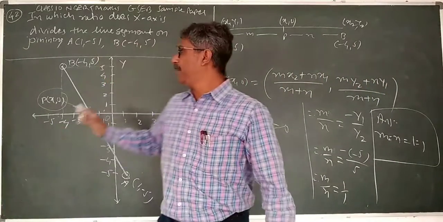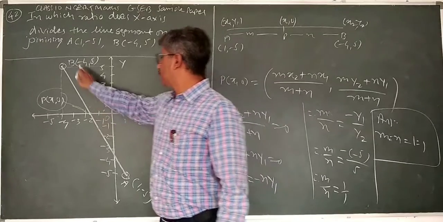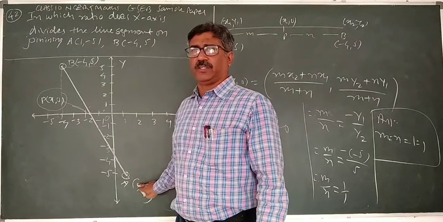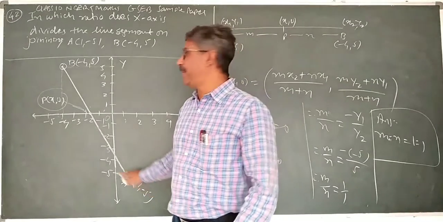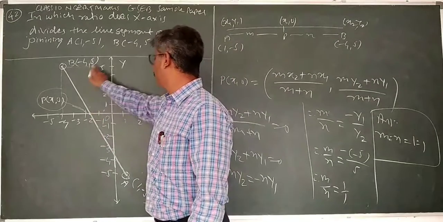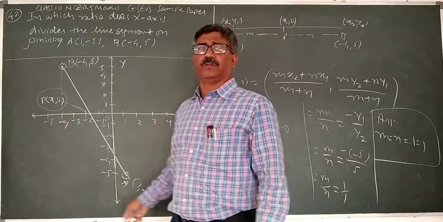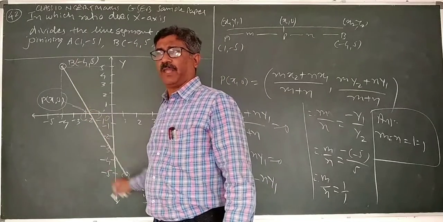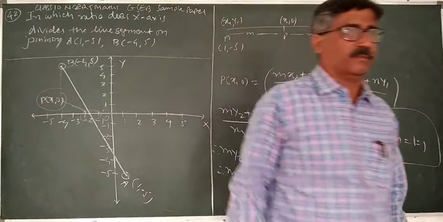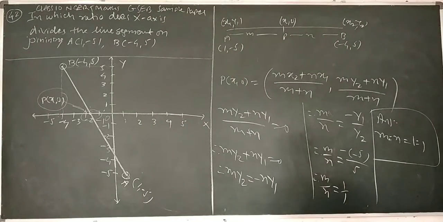So here we will get the midpoint: (-4 + 1)/2, which is -3/2, and (5 - 5)/2, which is 0. So this point is the midpoint of AB. Write it down.